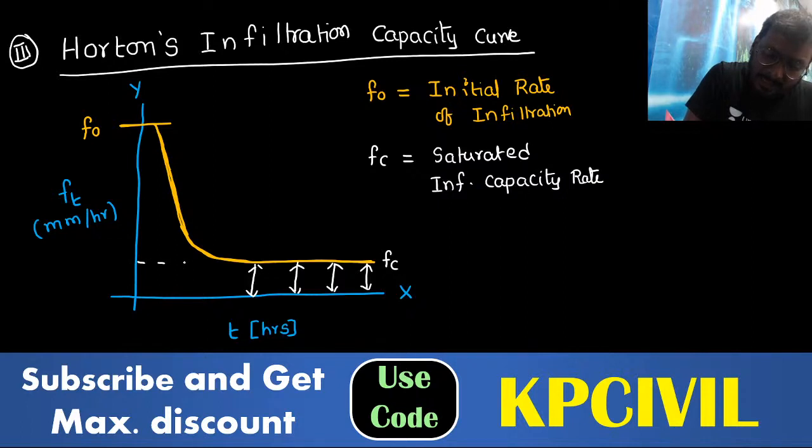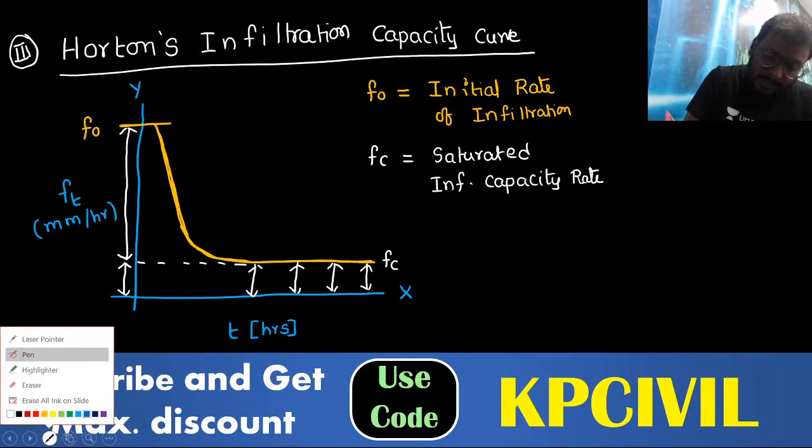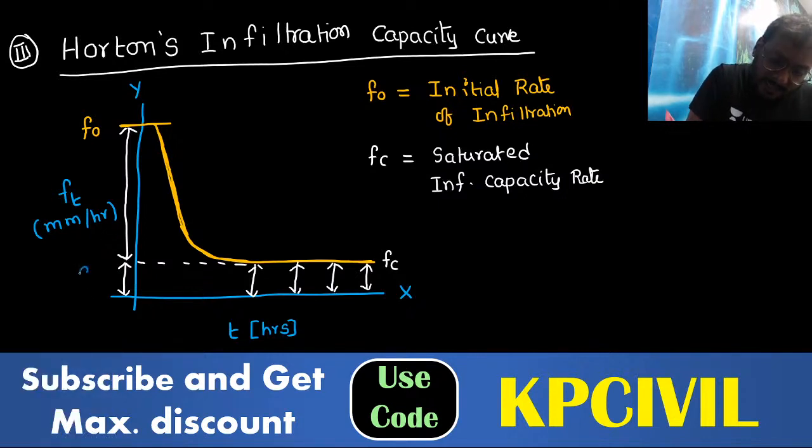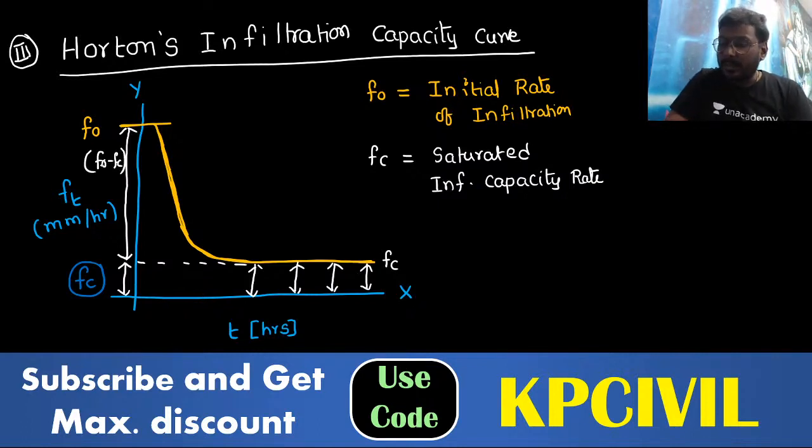So we consider that initially it is high. How much high? Consider the vertical depth here. If you take this vertical depth, this is Fc. Then above Fc, what is remaining? We can say F naught minus Fc.